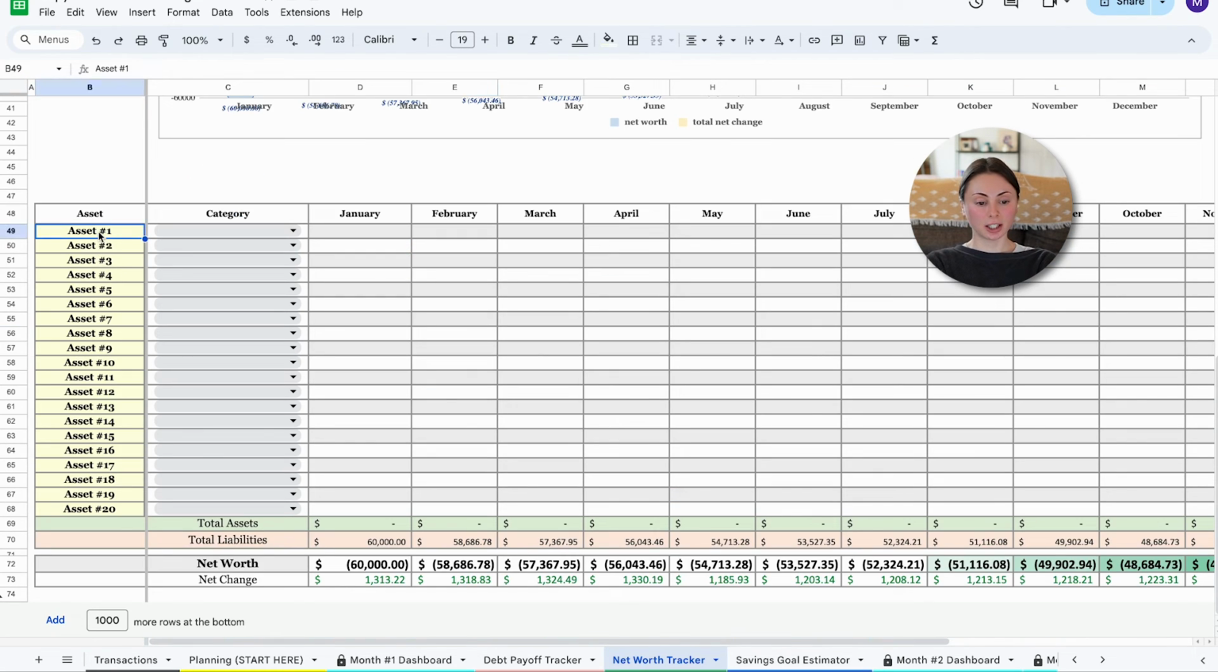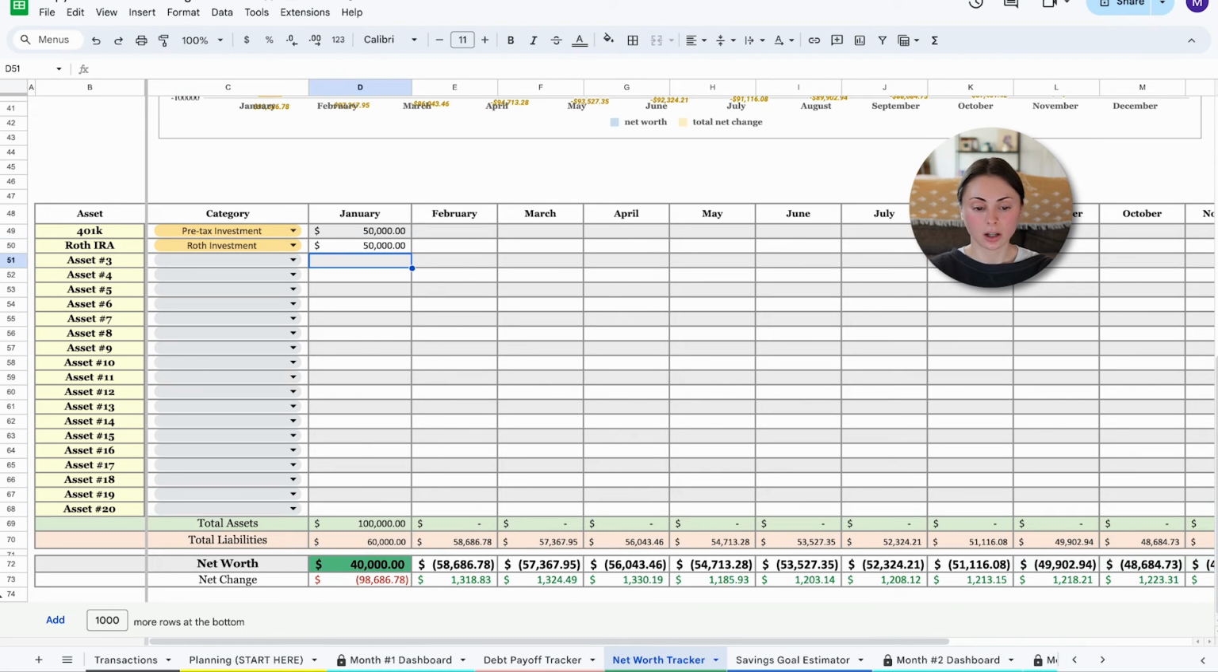Now I'll go down here and enter all of my different assets. I'm gonna add my 401k, which is pre-tax investment. And let's just say in January, I had $50,000. Then next would be Roth IRA, and that is a Roth investment. Again, we'll just say $50,000.